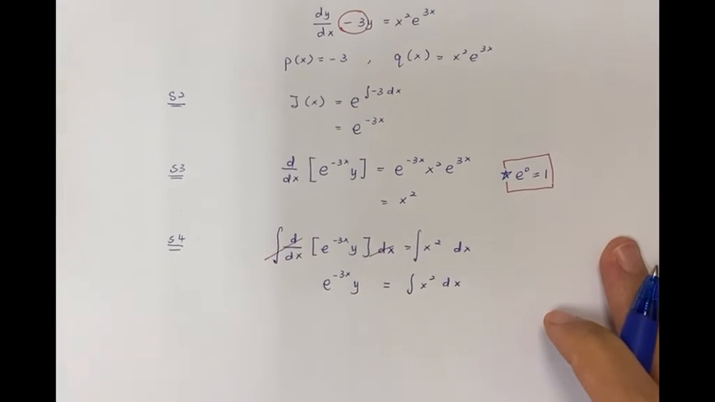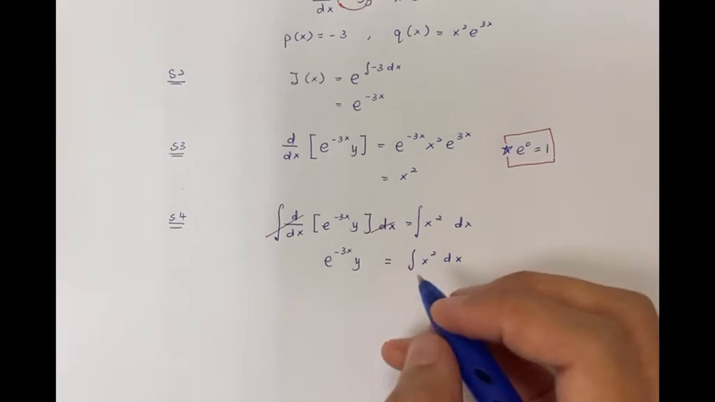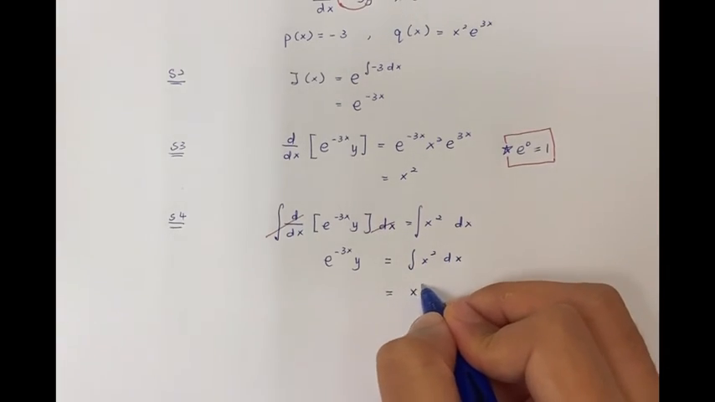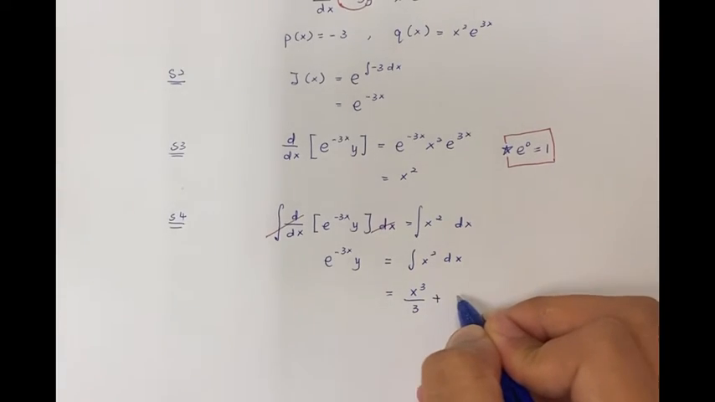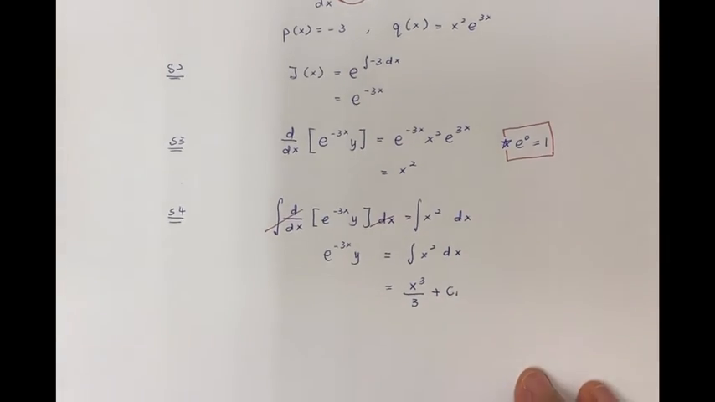And from here, you need to do the integration on the right hand side. So x squared, integrate x squared is x cubed over 3. Do not forget your constant C. Okay, so that's it for step 4.